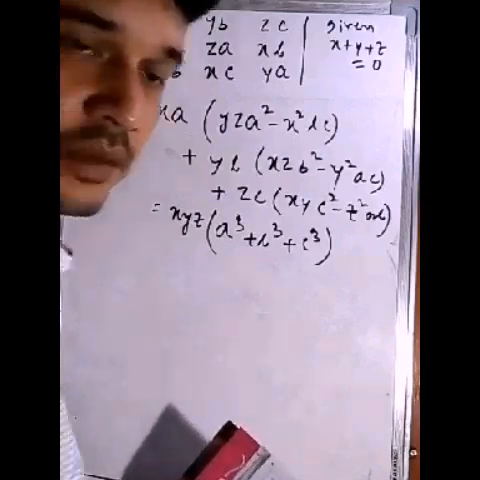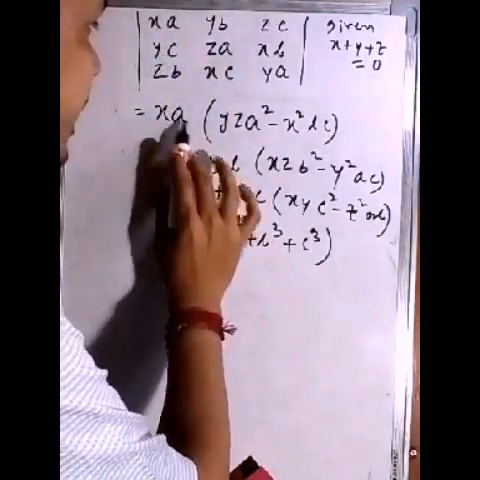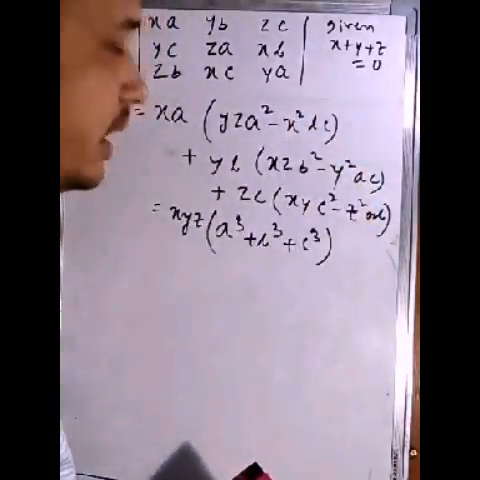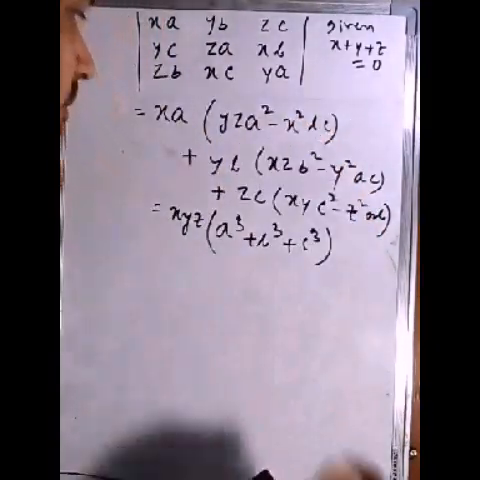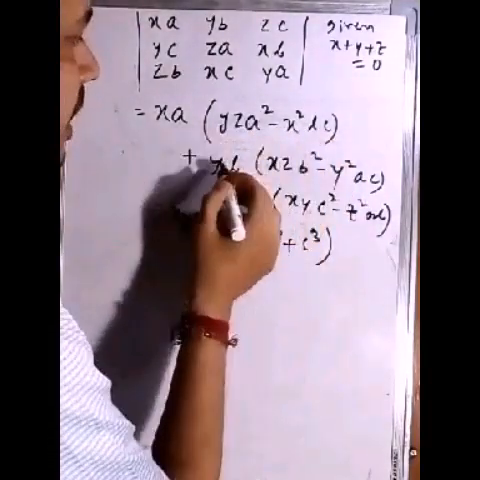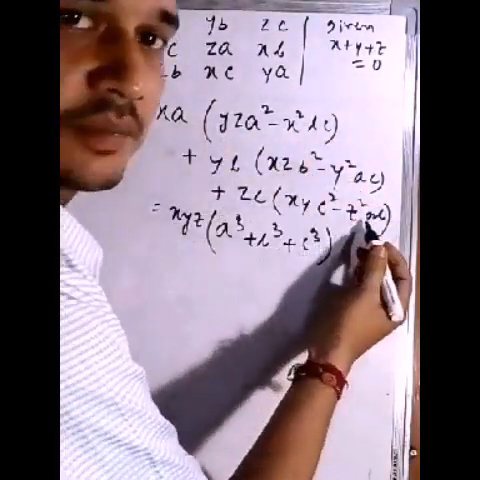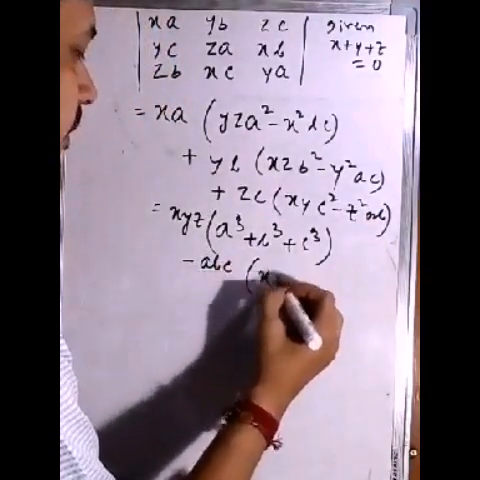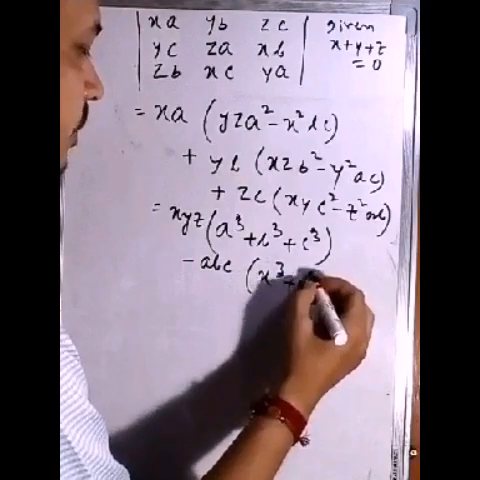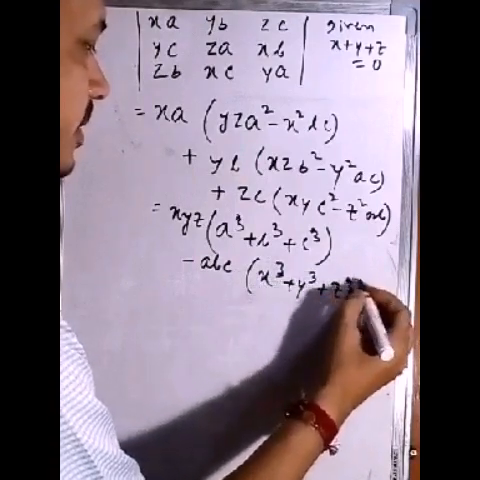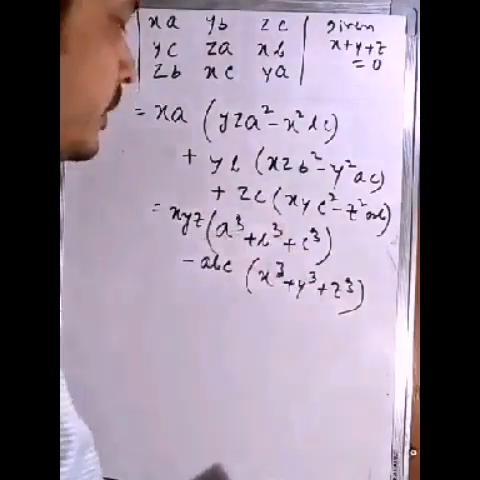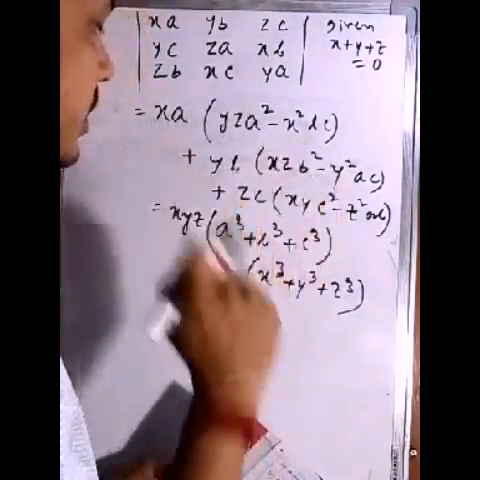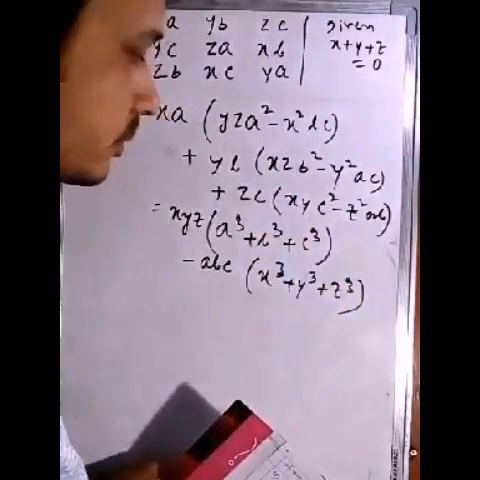Now another group of terms contains ABC. See, XA into X square BC. So we get X into X square, X cube, and A into BC, ABC. So taking minus ABC, and here also minus ABC, here also by multiplying we get minus ABC. So taking minus ABC common, we get X cube plus Y cube plus Z cube. Clear? So we have formed two groups, one by taking XYZ common from this product, another by taking ABC common.